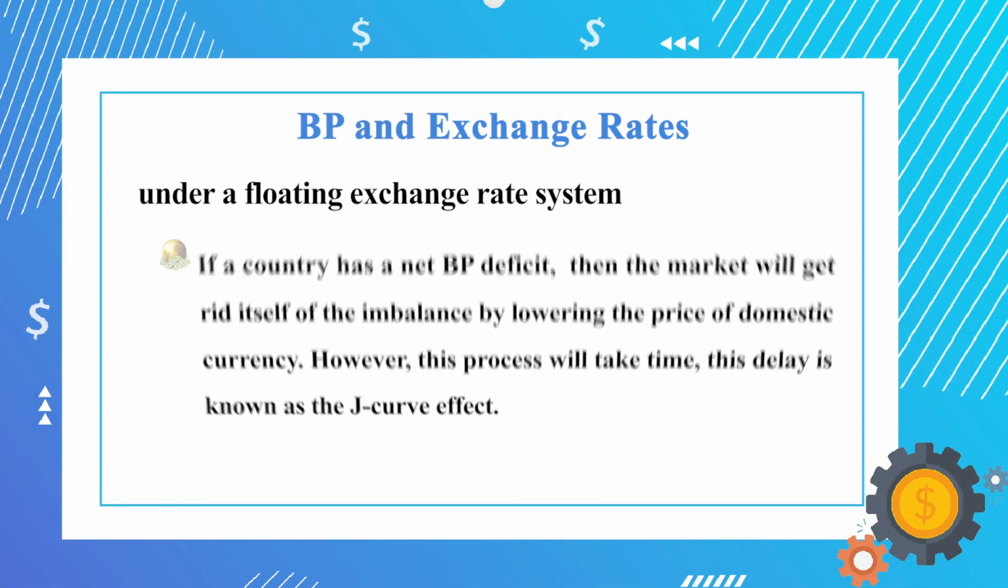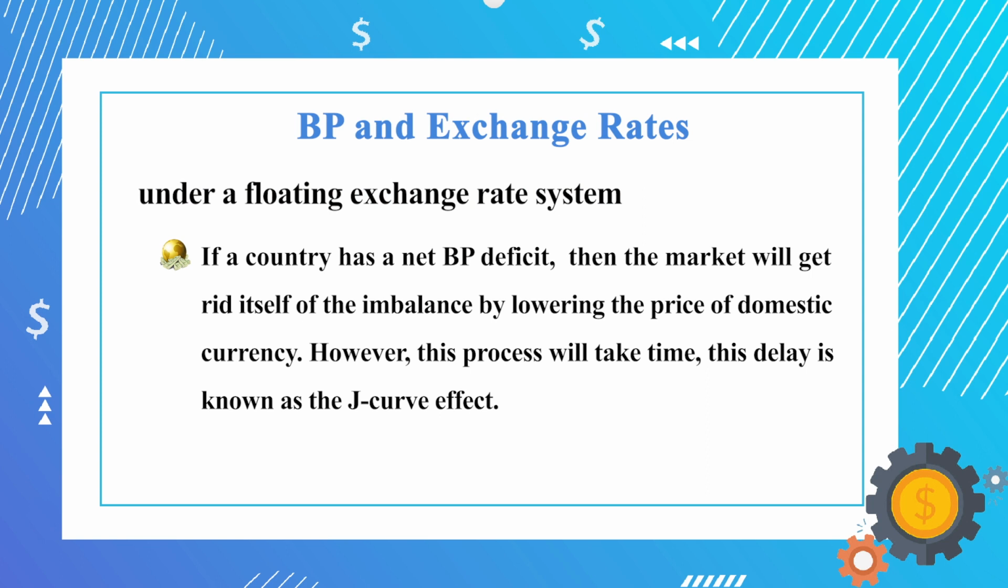For example, a country has a net BP deficit. An excess supply of the domestic currency will appear on the world market. The market will get rid of the imbalance by lowering the price of the domestic currency. Thus, the BP will move back towards zero.